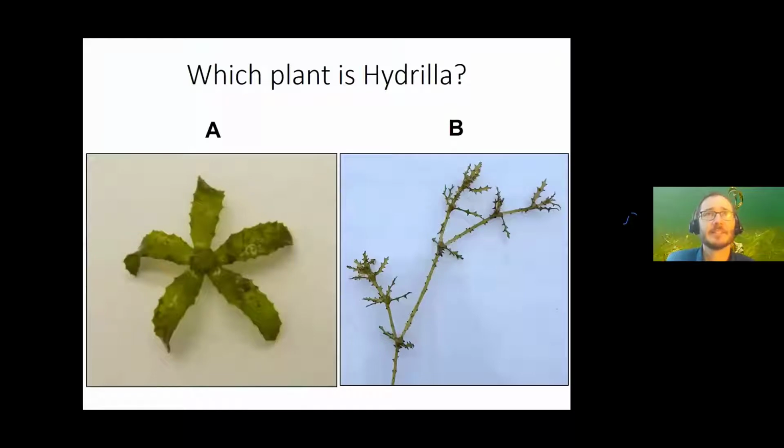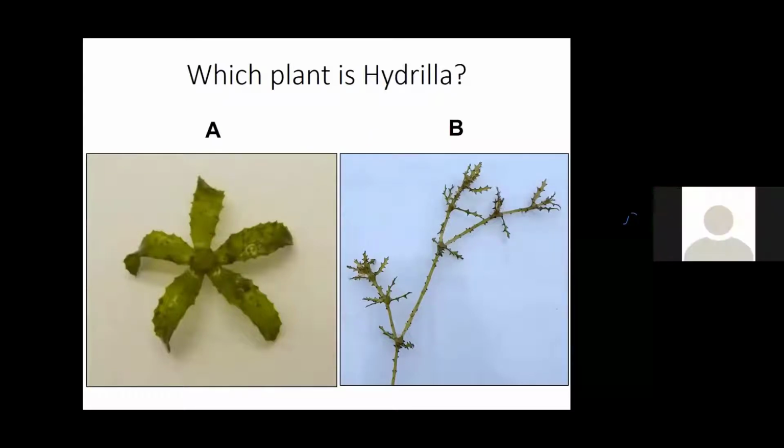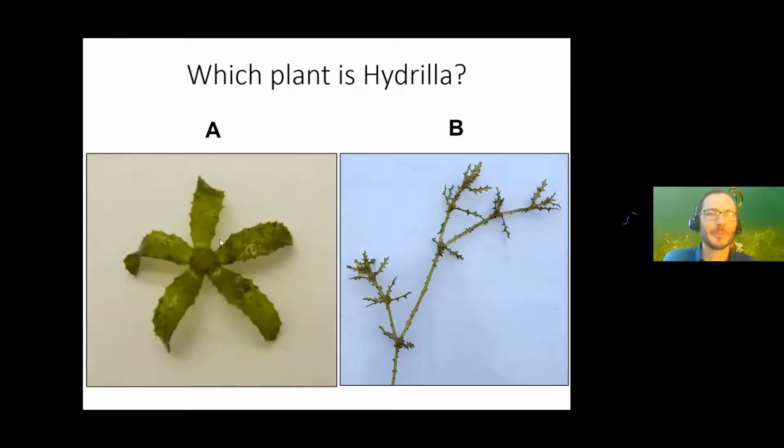So which plant is hydrilla, A or B? And Joe will be getting that poll up shortly. Okay, good job, everybody. You're right. A is hydrilla. And I hope it wasn't just because I showed you this picture before. I hope it was because you're like, oh yeah, more than 4 or 5 leaves per whorl and serrations.